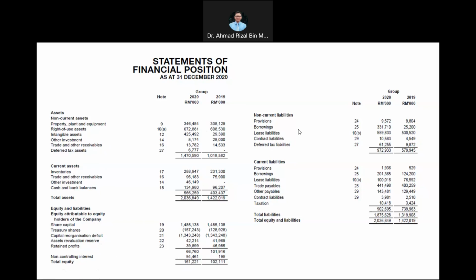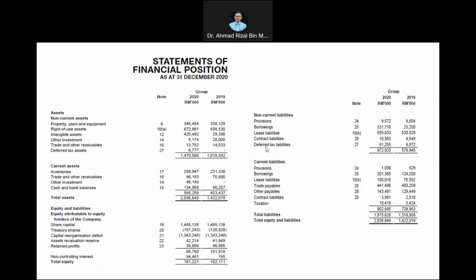You start off with the long-term liabilities or non-current liabilities. Okay, we have provisions, borrowings. In borrowings, there is an increase, 331 million in 2020. So the company made new borrowing in 2020 because the previous year it was only 25 million. Okay, and then lease liabilities, leasing, because they have many branches, many outlets, and many of them they lease, they do leasing, okay, instead of purchasing or owning the stores.